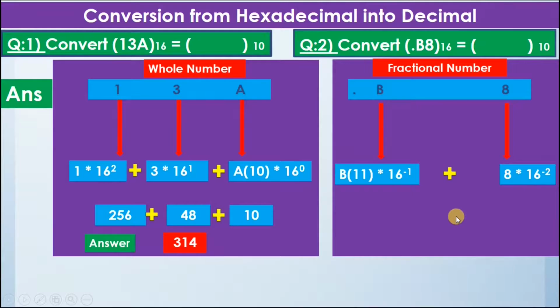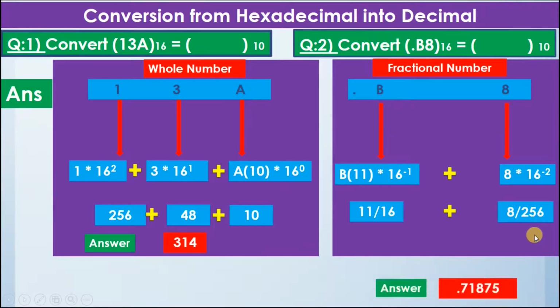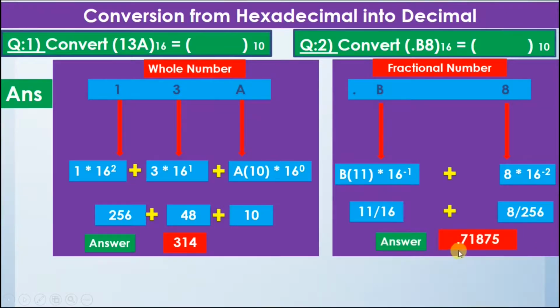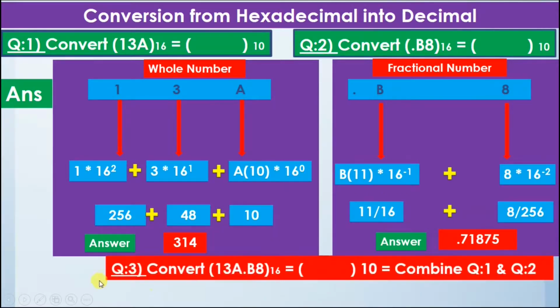So then we will add both the values. Alright? So here the value is 11 by 16 and here the value is 8 divided by 256. So after adding them all together, we get the final number 0.71875. So now we can say that the floating number 0.B8 in hexadecimal is equal to 0.71875 in decimal.